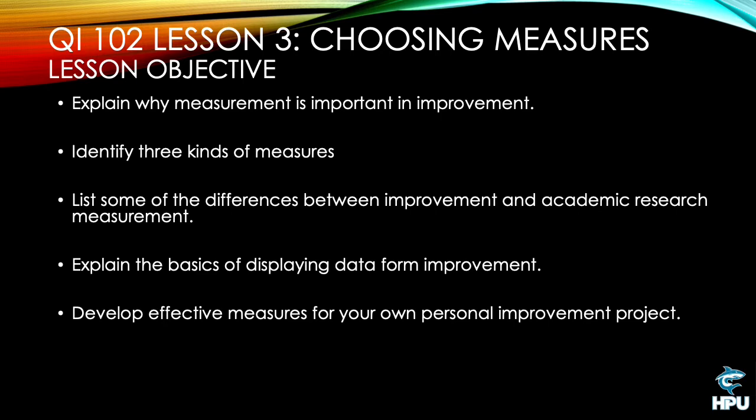Lesson 3. After this presentation, you are able to explain why measurement is important in improvement. You are able to identify 3 kinds of measures. List some of the differences between improvement and academic research measurements. Explain the basics of displaying data from improvements. Lastly, you are able to develop effective measures for your own personal improvement project.